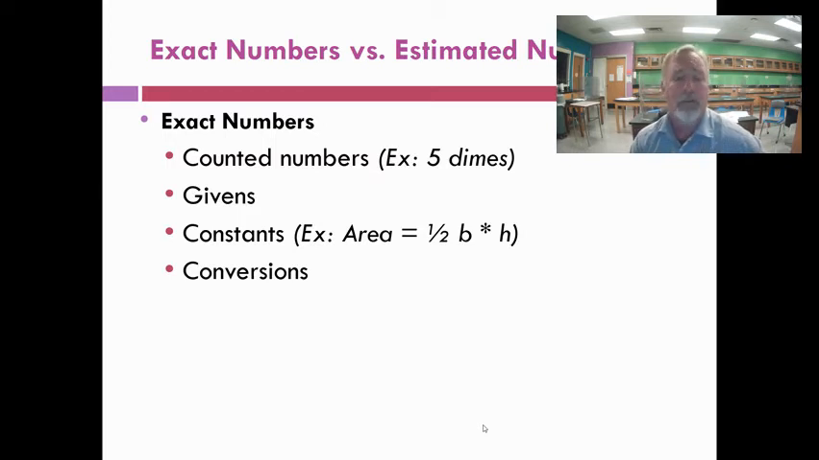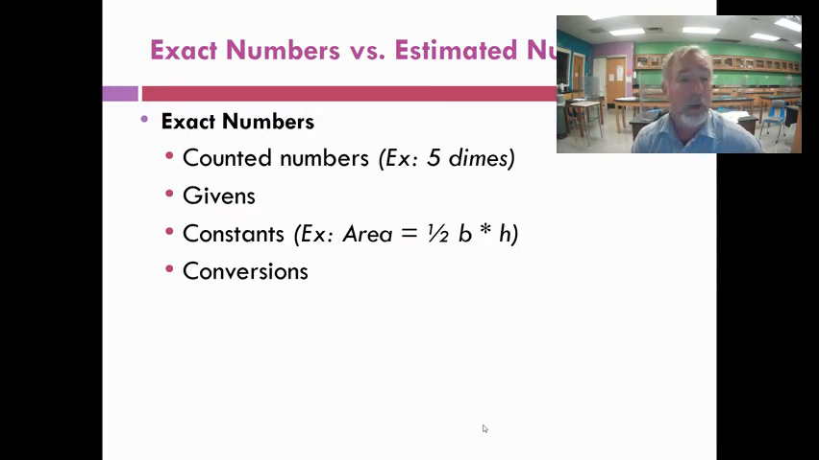They have an infinite amount of precision in them. Givens: if I tell you there are 12 inches in a foot, that's exact. We can assume there's an infinite amount of precision in it because it's a definition. Constants: if we have constants like the 1/2 in the area of a triangle, 1/2 times base times height, that 1/2 is an exact number. We can think of an infinite number of digits on there, an infinite amount of precision. And conversions: whenever I give you conversions, like 2.54 centimeters to an inch, we'll consider those to be exact as well. So those 4 things we're going to consider exact.